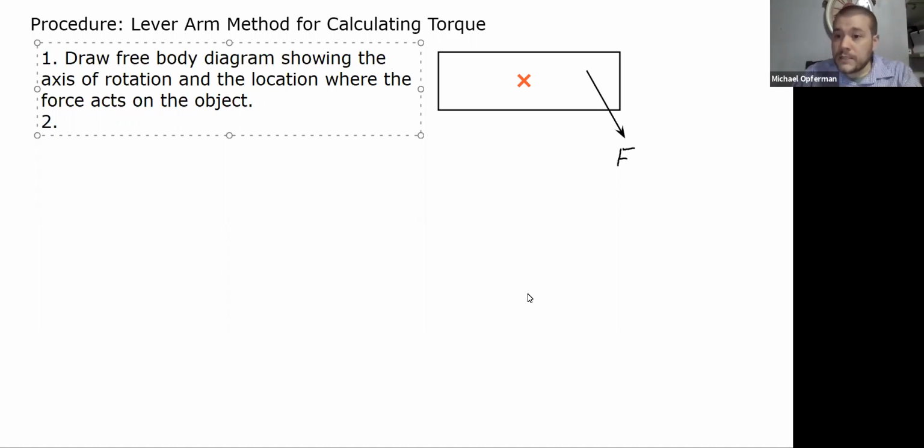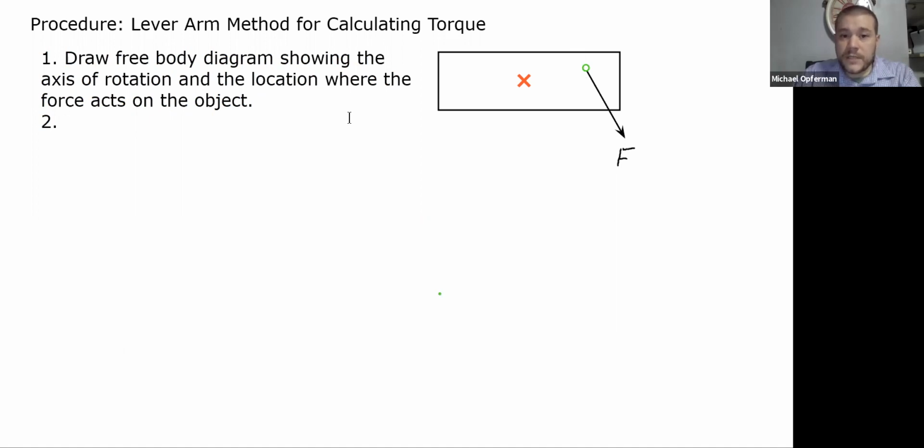So step one is the same. Step one is you draw a free body diagram. The two key features of that diagram are the same. You want to make sure that you have the axis of rotation, which I've marked as an X, and you want to make sure that you know where the force is acting on the object, which again, in case you forget the other video, I'm talking about this point here, where the force kind of originates on the object.